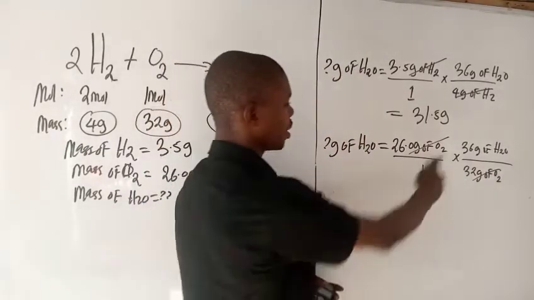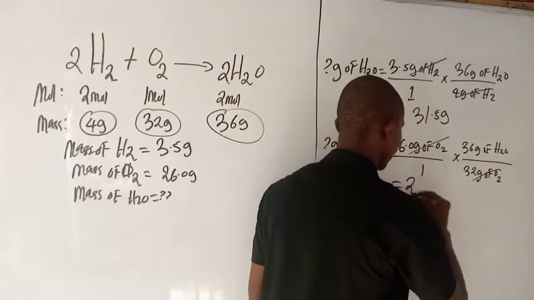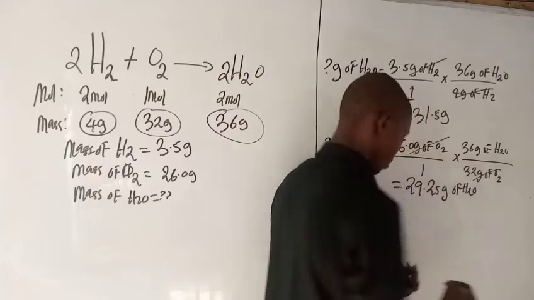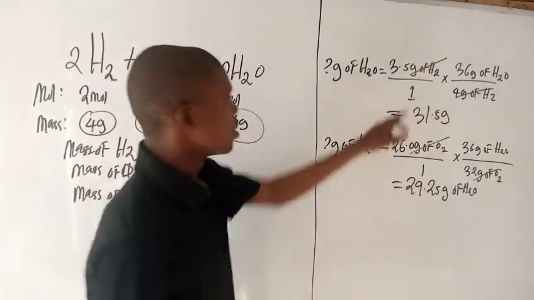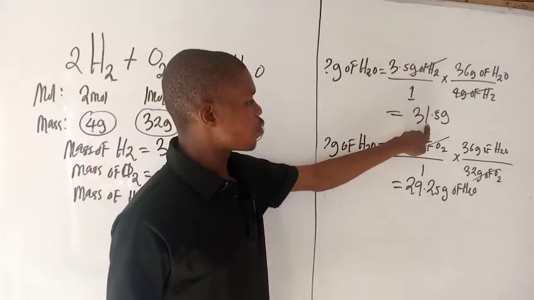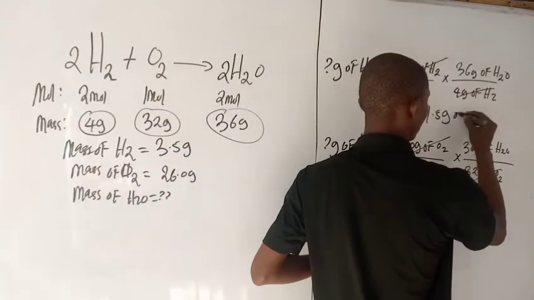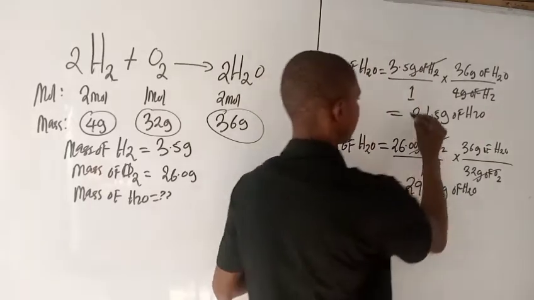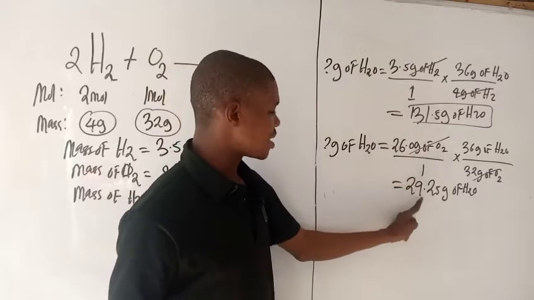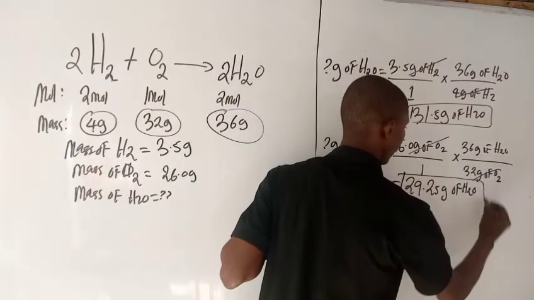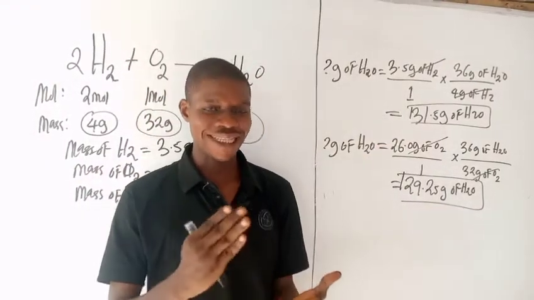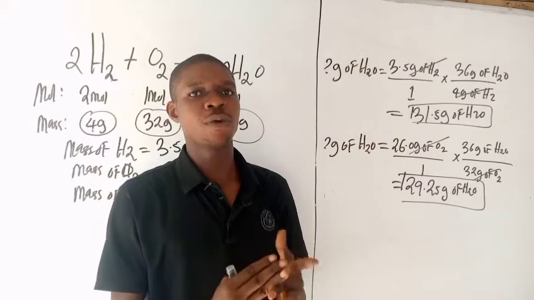If you punch it into our calculator, we get 29.25 gram of H2O. So 3.5 gram of H2 produces 31.5 gram of water, and 26.0 gram of O2 produces 29.25 gram of water. With these values, we can now get our limiting reactant, our reactant in excess, and the amount of product produced.